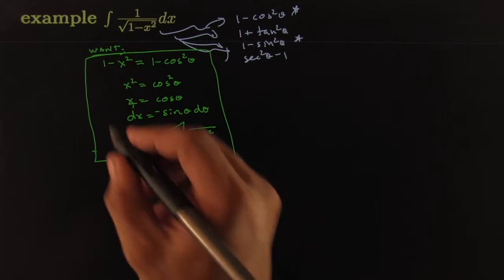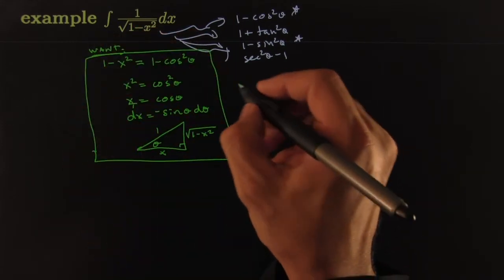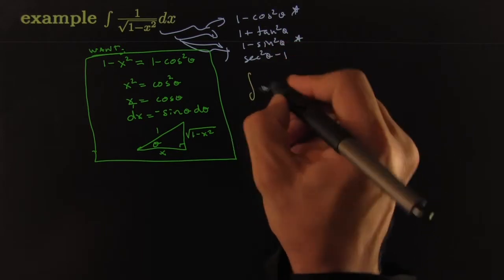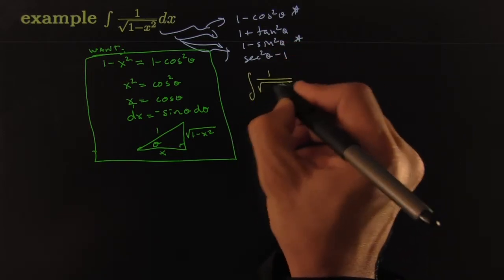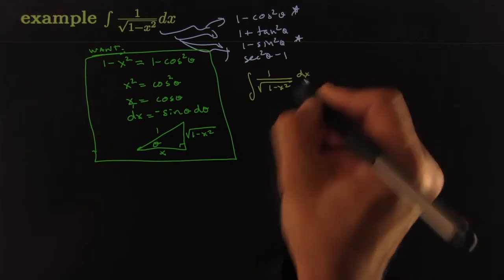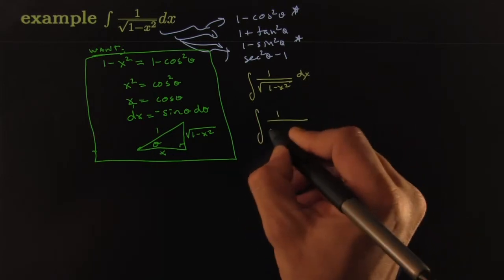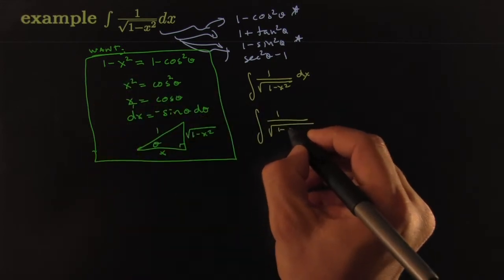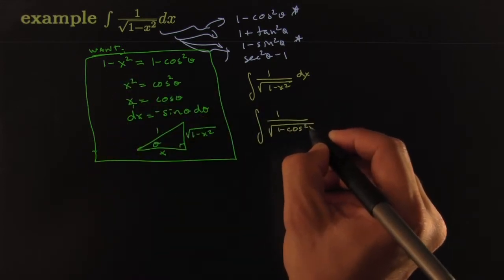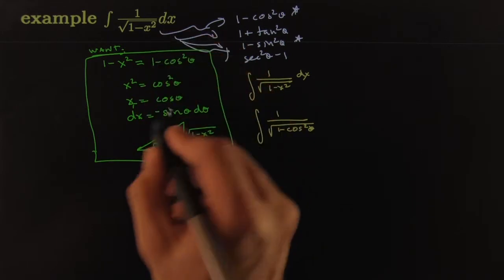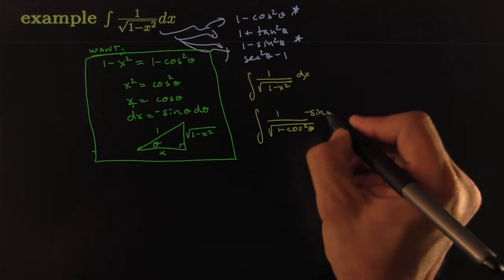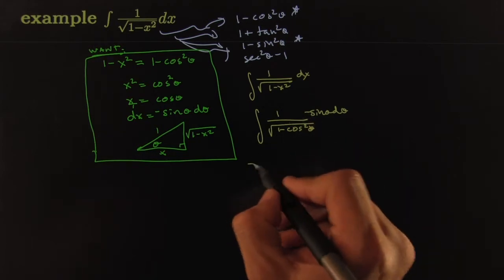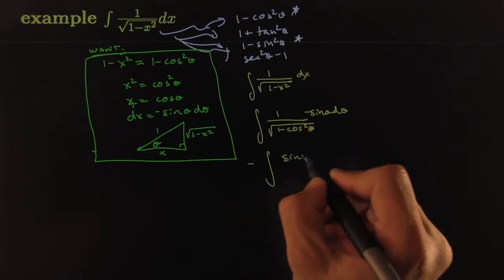Alright, talk is cheap. Let's do it. So we do the integration. I will continue with the integration here. So that integral of 1 over the square root of 1 minus x squared dx becomes the integral of 1 over the square root of 1 minus cosine squared theta. Dx, we said, was equal to negative sine theta d theta. I could pull out that negative, and this becomes sine theta d theta.